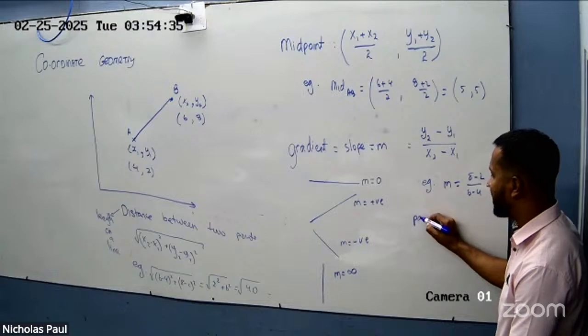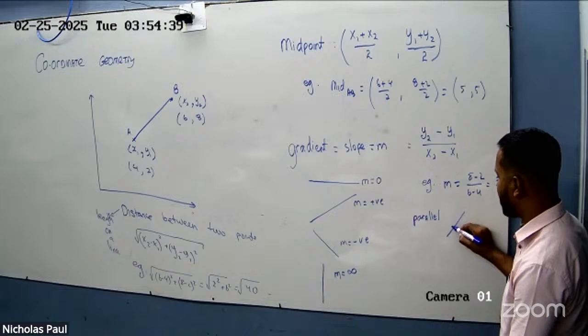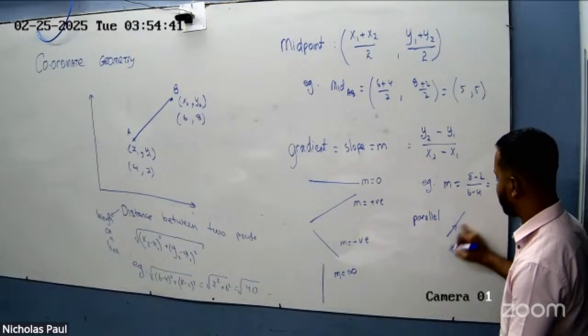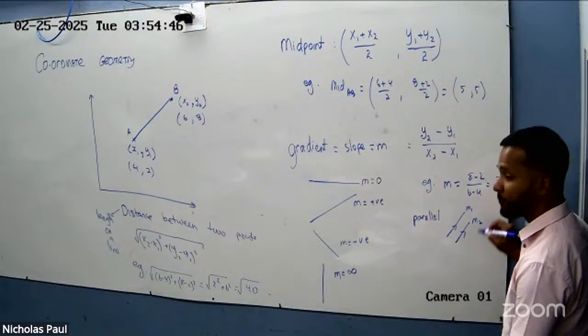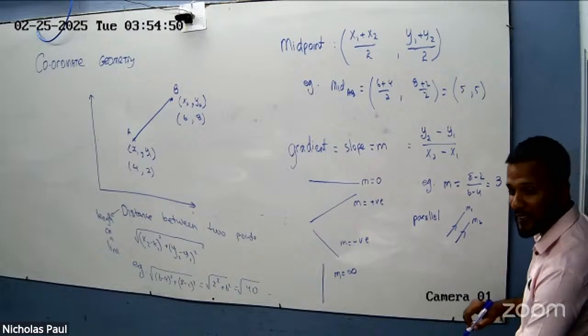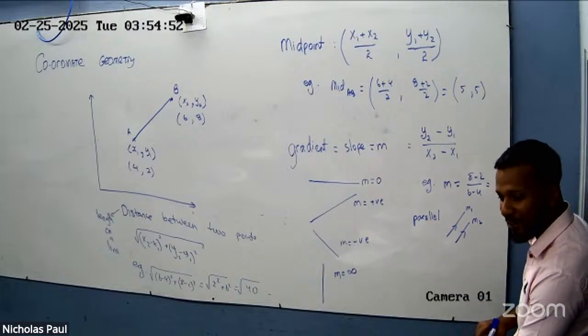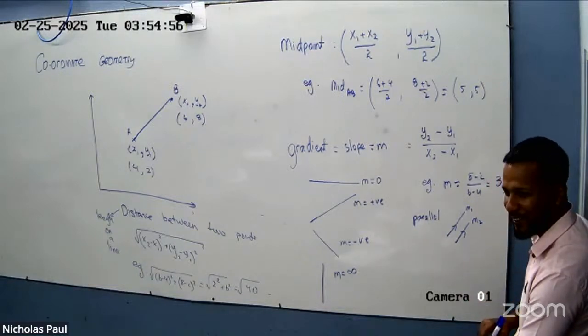Parallel lines. As I said, you have done this in maths as well. What do we know about parallel lines? Parallel lines are perpendicular to each other. Very good. Parallel lines are perpendicular to each other.